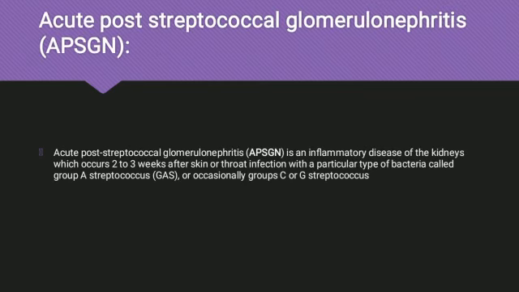Now, acute post-streptococcal glomerulonephritis, also called APSGN, is an inflammatory disease of the kidneys which occurs 2 to 3 weeks after a skin or throat infection such as pharyngitis, with a particular type of bacteria called group A streptococcus, or occasionally group C or G streptococcus.